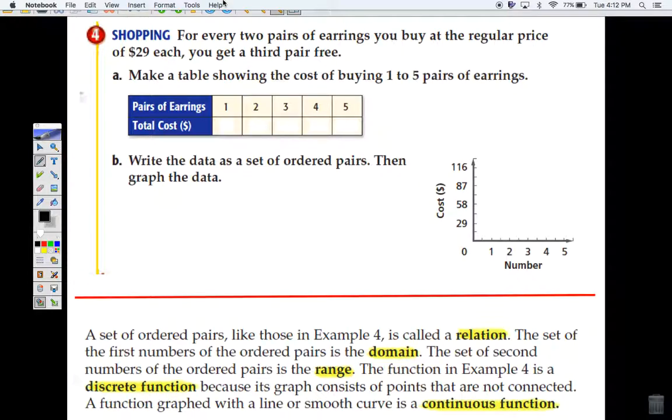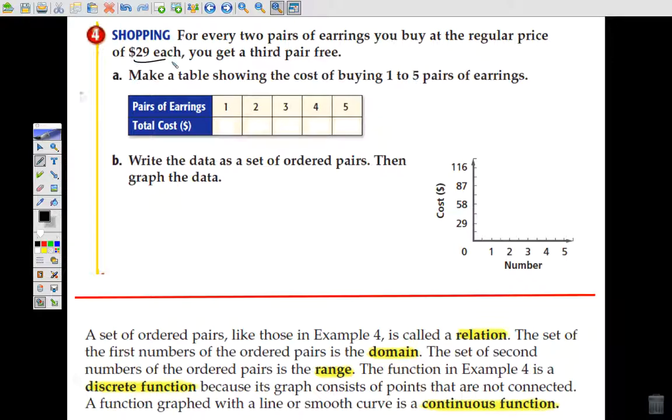So here's an example of something that you're going to be asked to do. You're going to have to be able to pick out, you're going to make coordinates, you're going to have to put them on a graph, and then be able to identify independent variables, dependent variables, domains, ranges. So in this example, it says for every 2 pairs of earrings you buy at a regular price of $29 each, you get a 3rd pair for free. So make a table for the cost of buying 1 to 5 pairs of earrings.